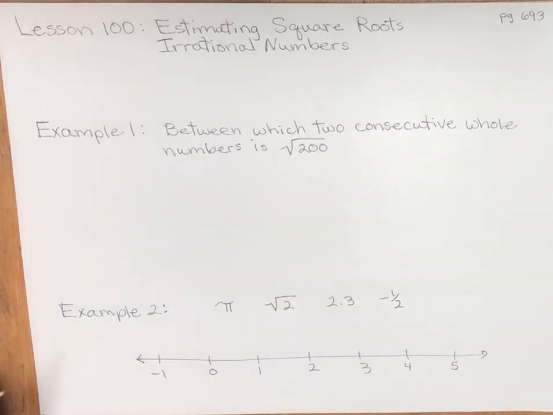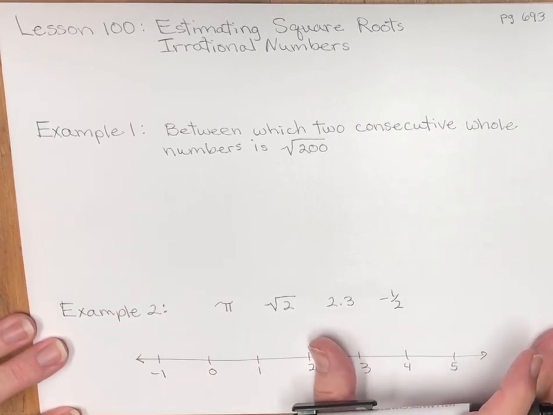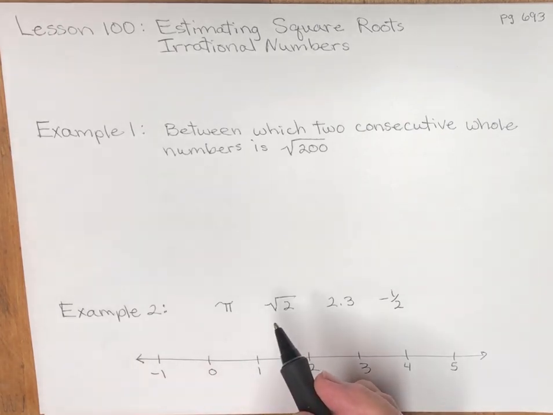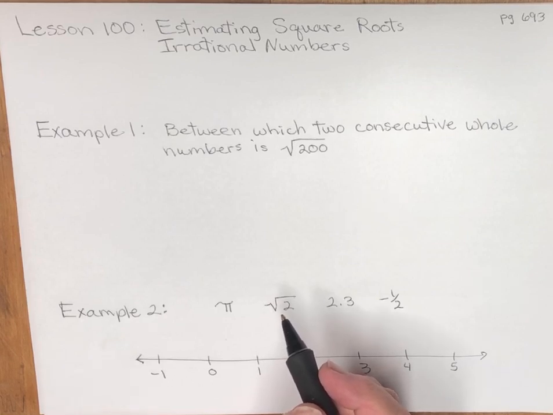Here we are on Lesson 100, Estimating Square Roots and Irrational Numbers. You should be on page 693, and I'm going to go over the new concept before I explain all the examples. These counting numbers are perfect squares: 1, 4, 9, 16, 25, 36, 49, 64. Recall that a square root of a perfect square is an integer. So the square root of 25 equals 5. The square root of 36 equals 6.